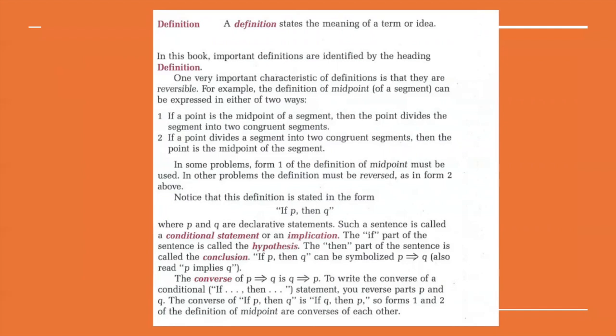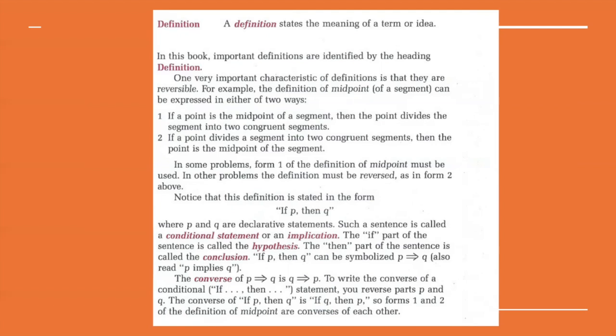Notice that the definition is stated in the form if P, then Q, where P and Q are declarative statements. Such a sentence is called a conditional statement or an implication. The if part of the sentence is called the hypothesis. The then part is the conclusion. If P, then Q can be symbolized as P arrow pointing to Q.